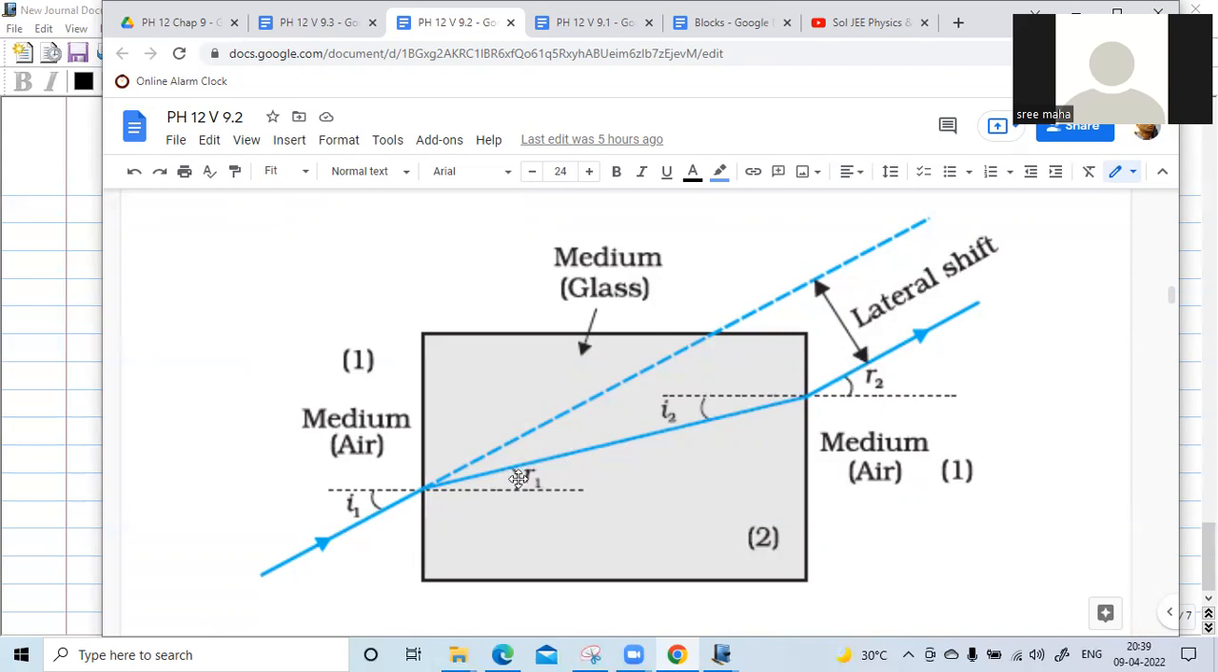You have two parallel lines and a line cutting them. These are called alternate angles, right? They'll be equal. So I2 is same as R1. And R2 is same as I1. Can you prove that? How do you prove that?